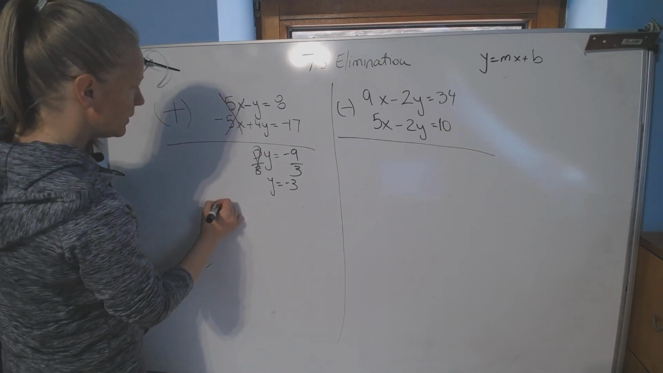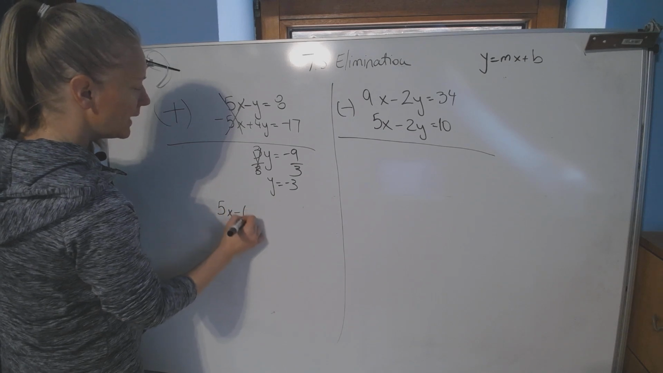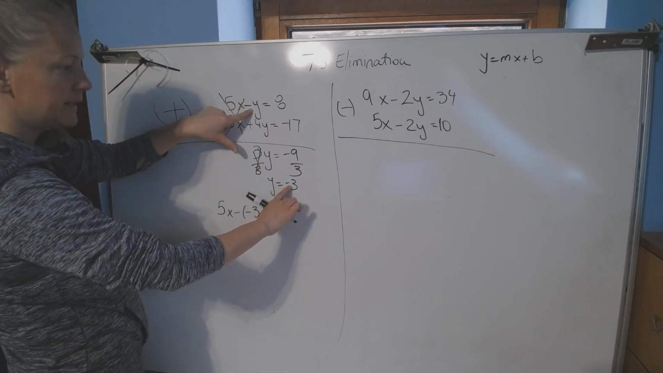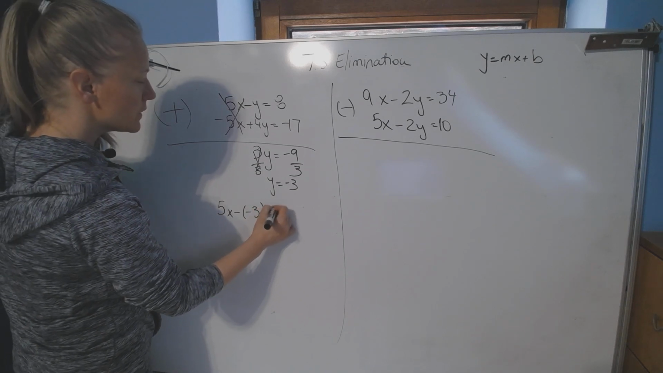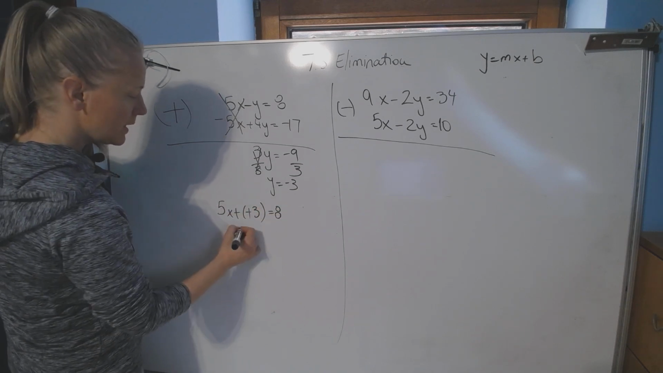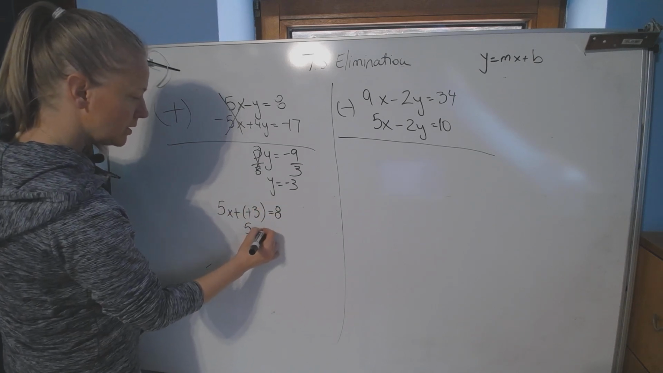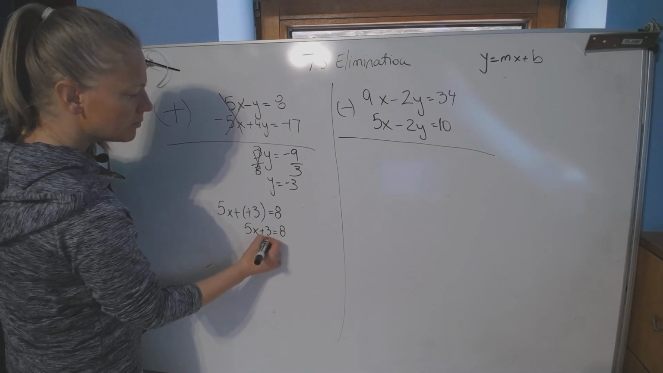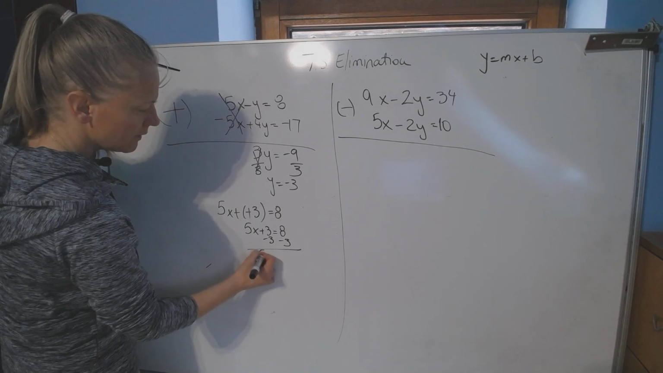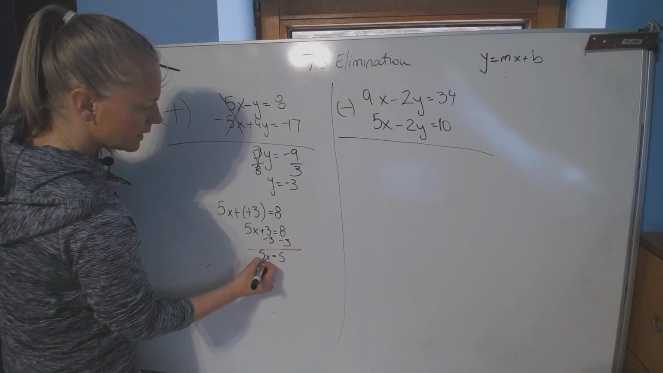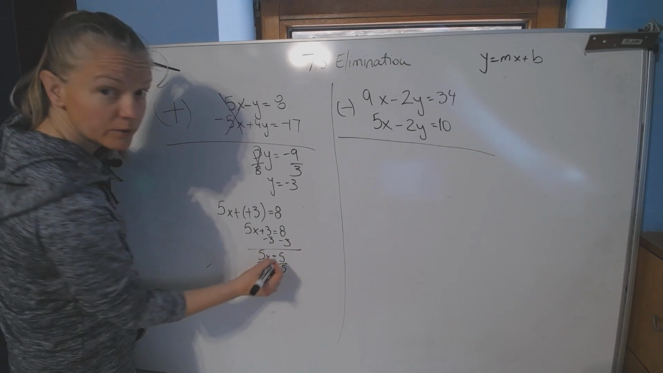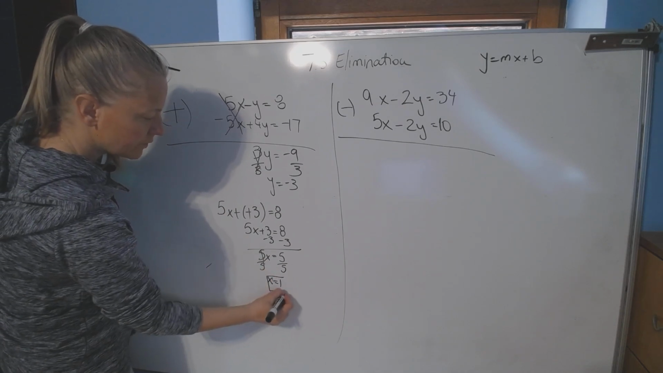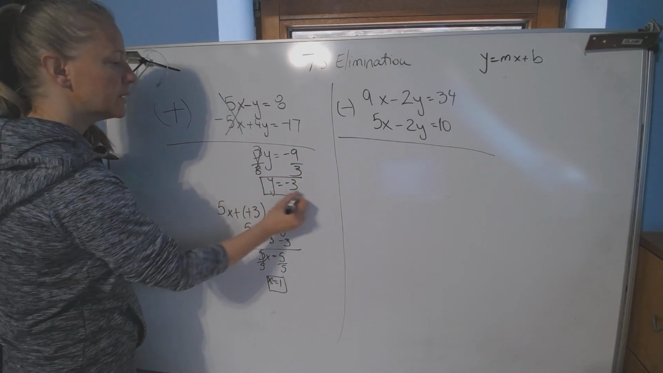I'm going to pick the first one. 5x minus negative 3. Please remember that negative is not that negative. So you have a minus, and y is negative 3, equals 8. Minus minus becomes plus. 5x plus 3 equals 8. Minus 3, minus 3. 5x equals 5. I divide the 5 out. Can you still see? Yes, you can. X equals 1. Y equals negative 3. We solved it.